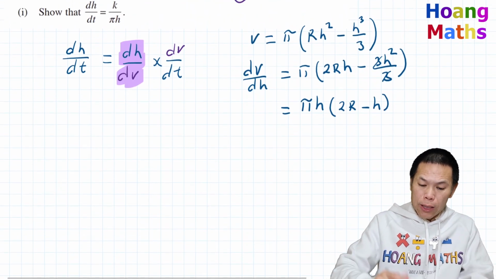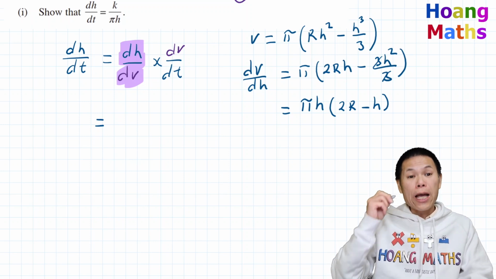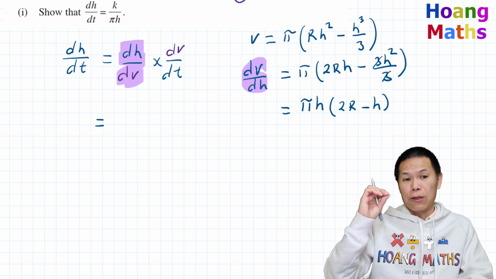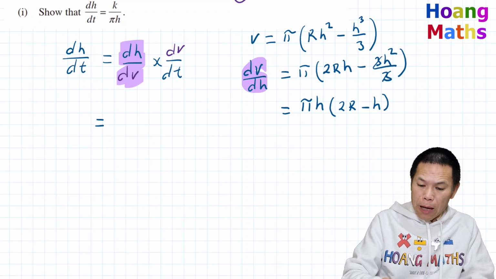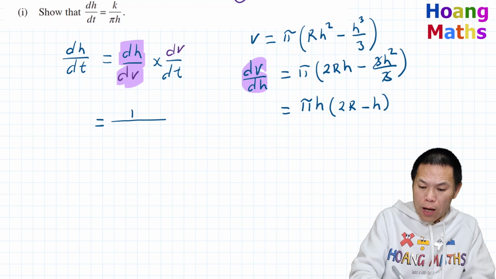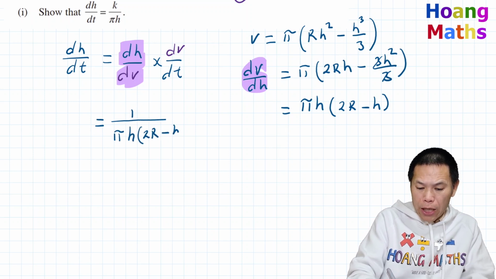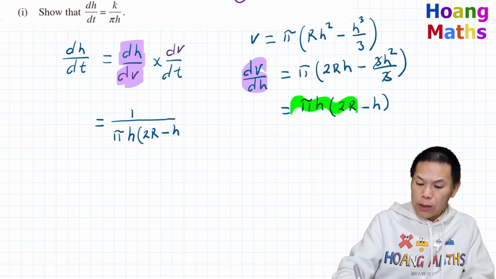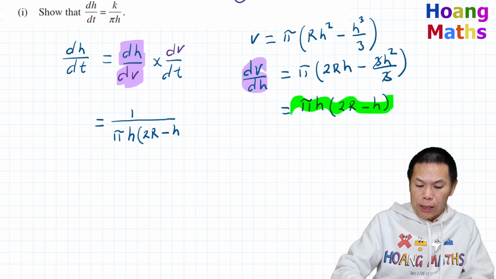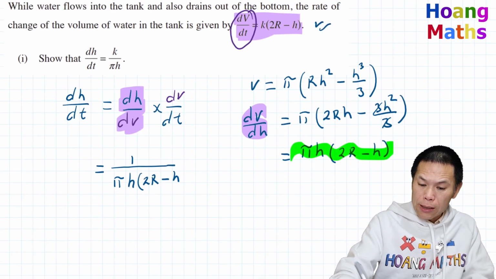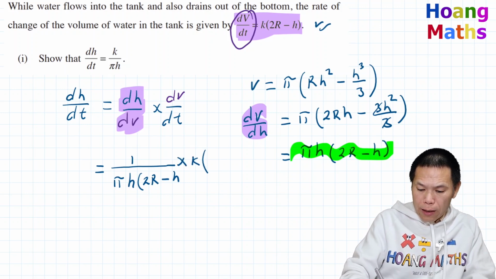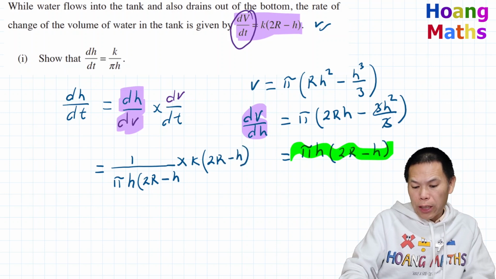So let me just substitute in here. dh/dV, we just need to flip this, because we already found dV/dh. So that becomes 1 over pi h (2r minus h). Okay, that is dh/dV, which is the reciprocal of this. And now we times dV/dt. We have dV/dt is this, which is times k (2r minus h). So there you go.